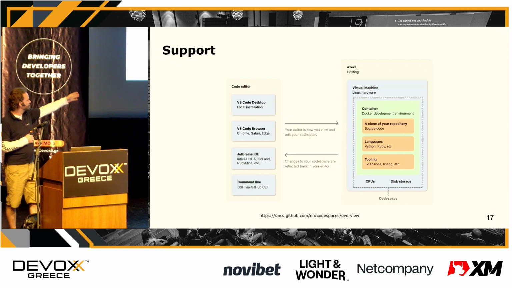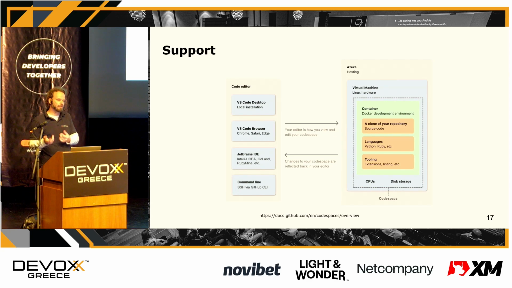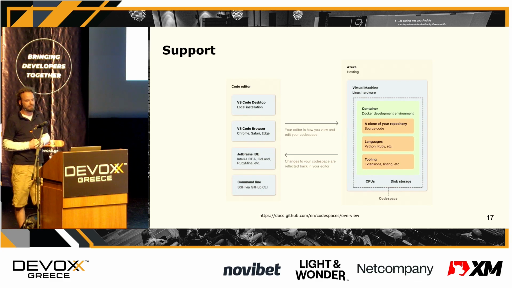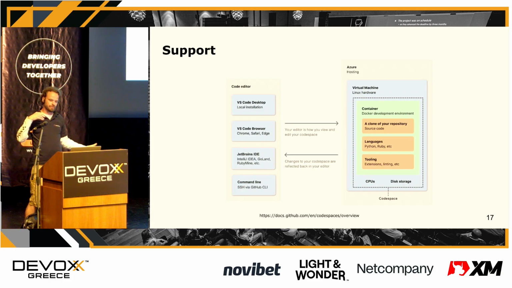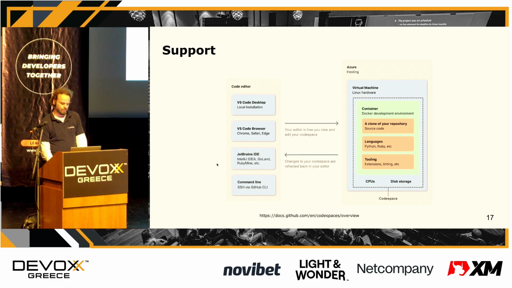We directly connect to that container, which contains the clone of the Git repo, all the languages and runtimes that I want inside, and all the tooling and the extensions. And on the client side, I can decide for myself, do I want to use Visual Studio Code in the browser. There is also an integration with JetBrains IDEs.